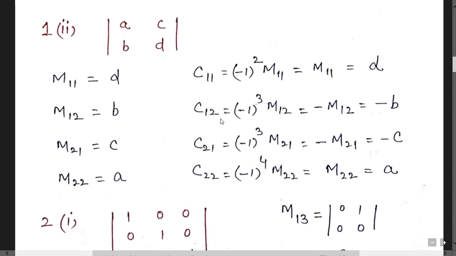If the total is odd, then it's a negative of the minor. This total is odd, it means the cofactor is minus B. This total is also odd, it means the cofactor is minus C. This is even, it means the cofactor is A. You can learn it in this way also. But as far as the formula is concerned, you can write it this way by adding these values.